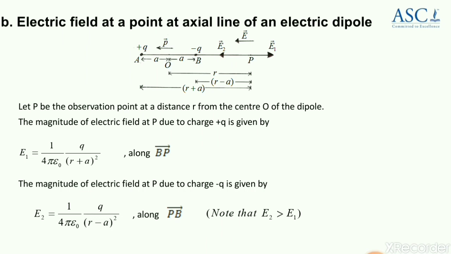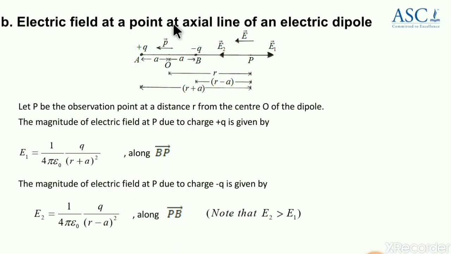So this is the derivation. Due to an electric dipole, we have to calculate the electric field at any point on the axial line. For this you have to consider the diagram shown here. This is the dipole that I discussed in the previous slide: two charges equal in magnitude but opposite in nature, separated by a small distance 2a, and here it is split and shown as a and a from the midpoint for the derivation purpose.